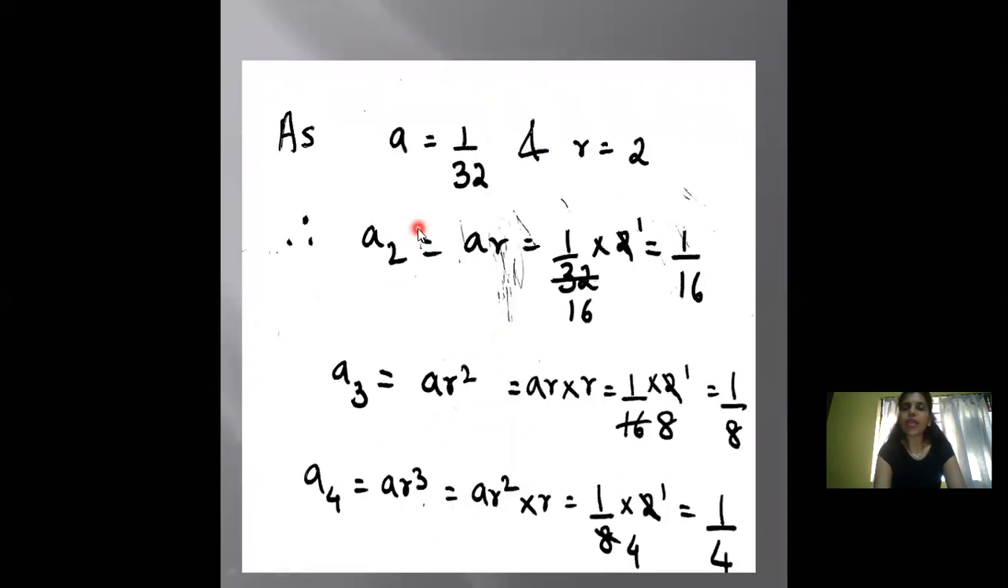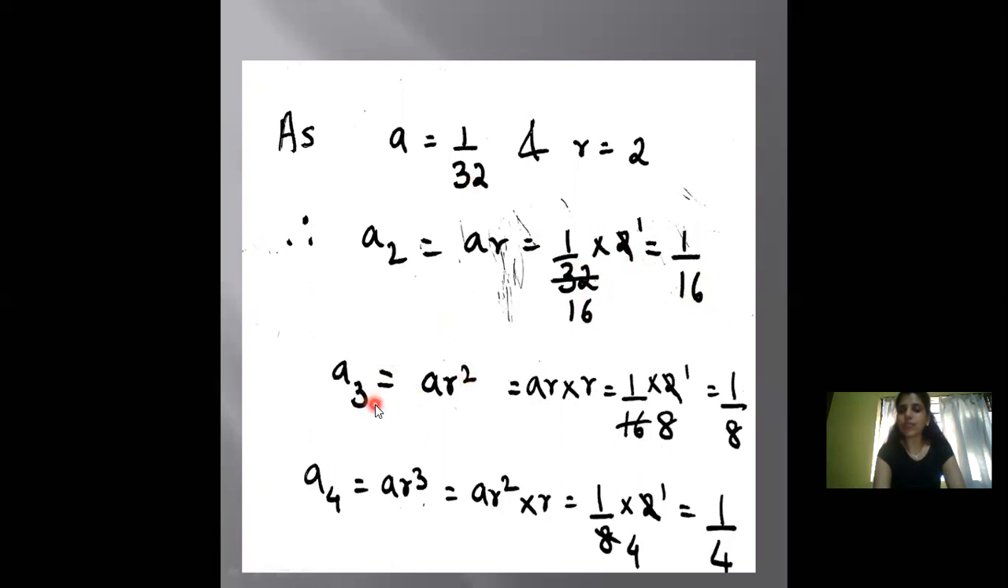Now once you have a as 1 upon 32 and r as 2, you can find the second term, third term, fourth term and the fifth term. As you know, you have to go on multiplying the first term with r, then the second term with r. Similarly, what I have done is 1 upon 32 I have multiplied with r. So the value of r is 2. So when I multiply, I get 2 ones are 2, 16s. So that's how I got the value as 1 upon 16.